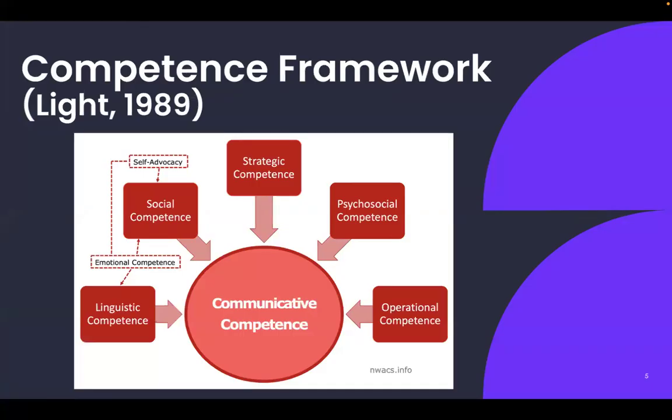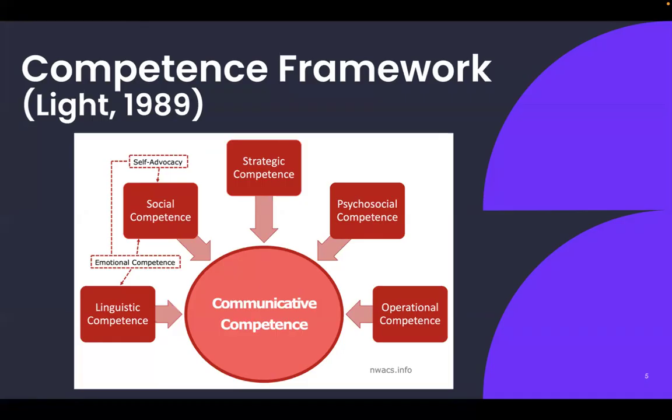The competence framework is a framework that outlines four areas of communicative competence. These are linguistic, social, strategic, and operational, as well as psychosocial. Linguistic competence involves having the language needed to express sensory needs. For example, a student might need to say, "The device is too bright," or "My hand hurts," to be able to self-advocate for their sensory needs.